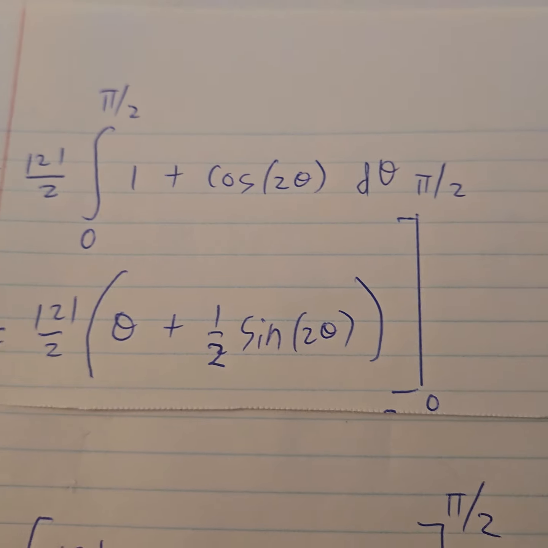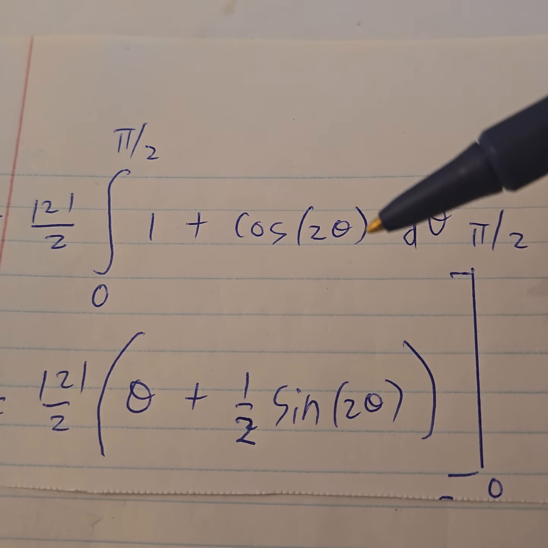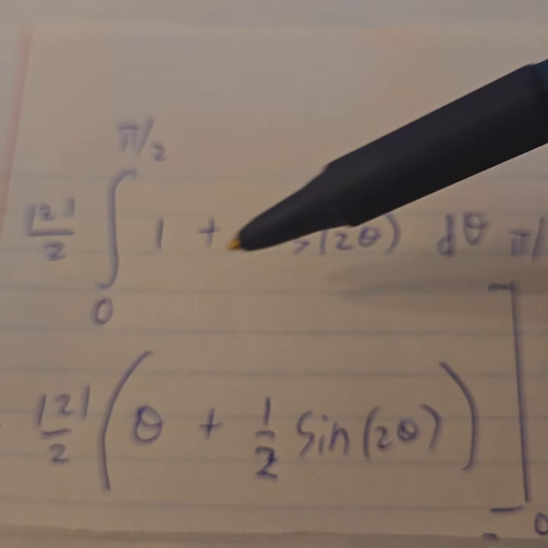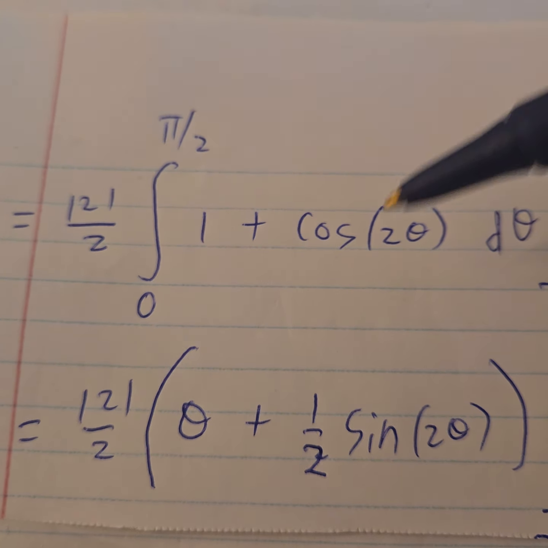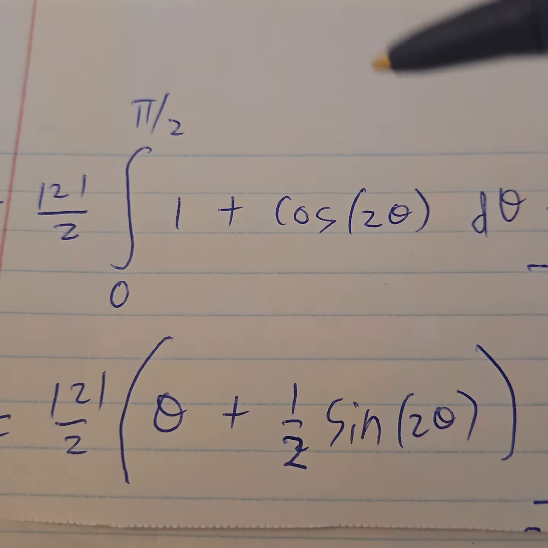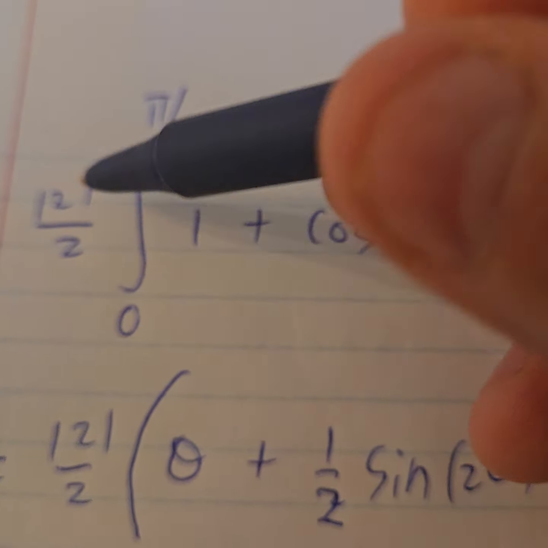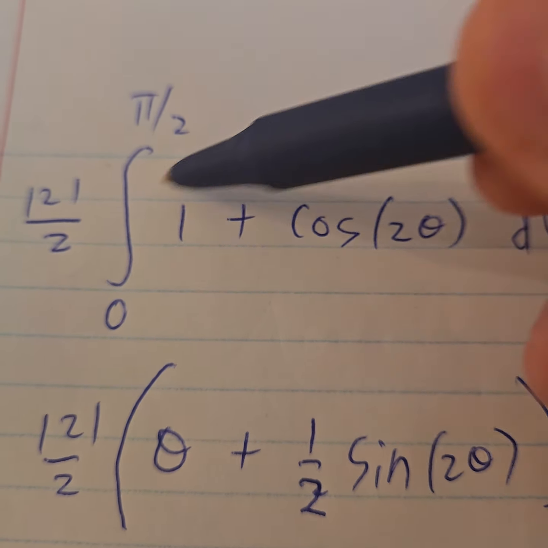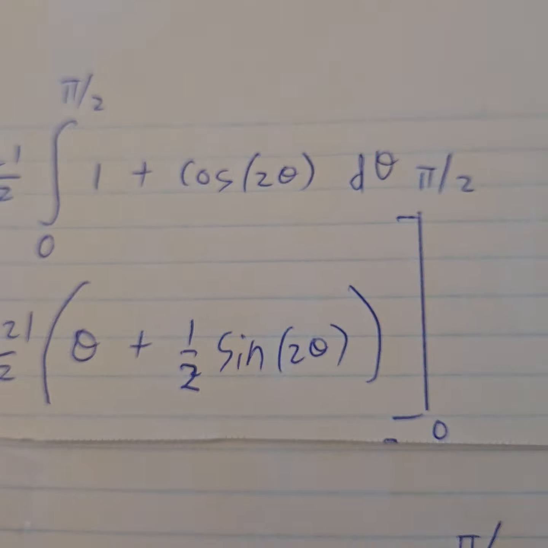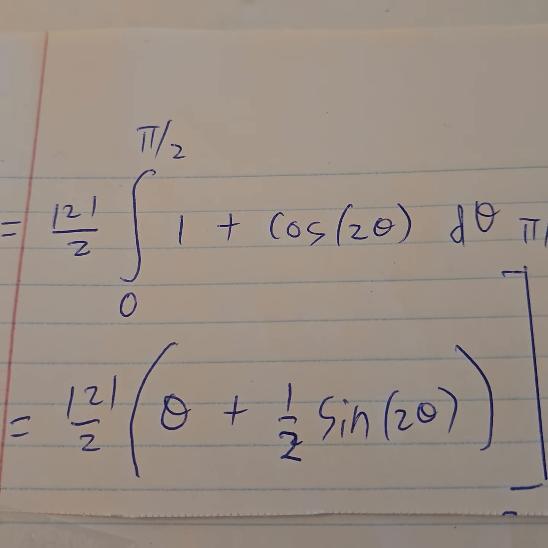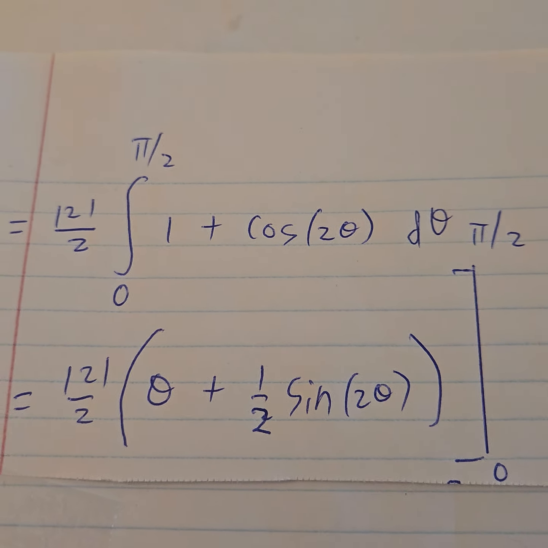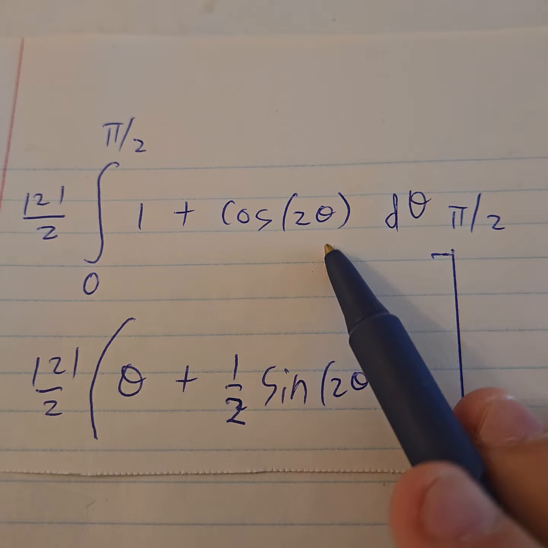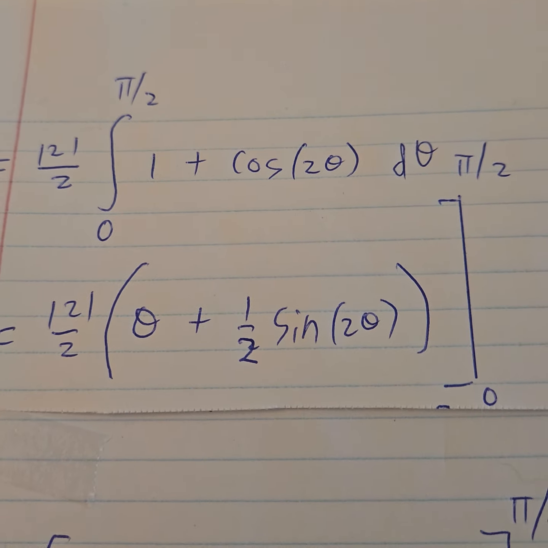And now there are many correct ways. Some people might multiply the 121 over 2 in. Some might separate into two separate integrals with the addition sign, the integral of this plus the integral of that. They're all correct methods. The way I'm going to do it now is just straightforwardly do the integral.